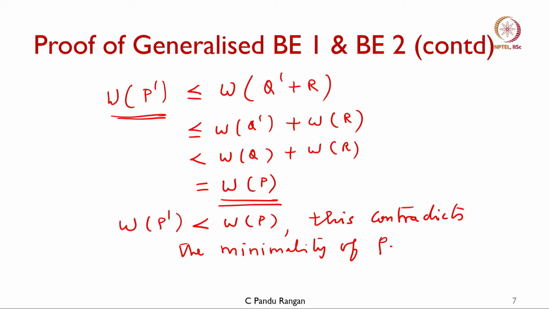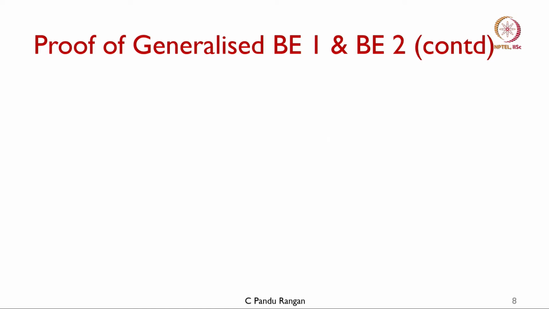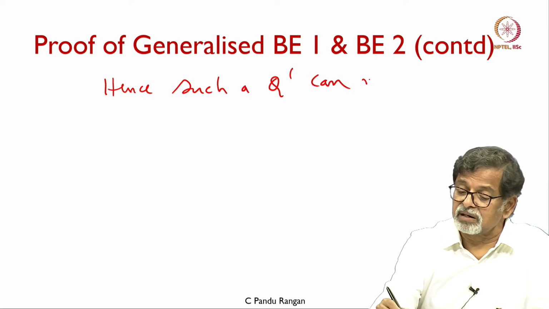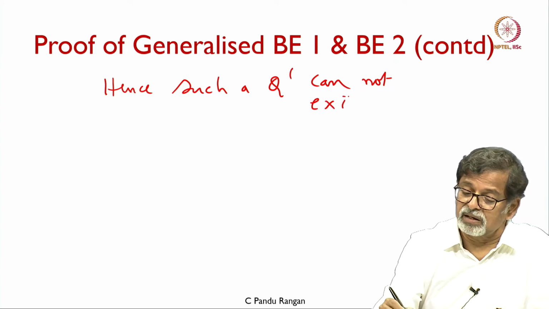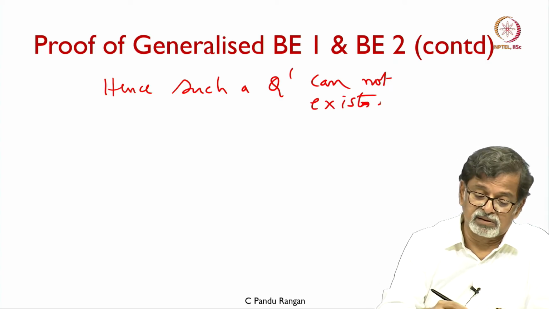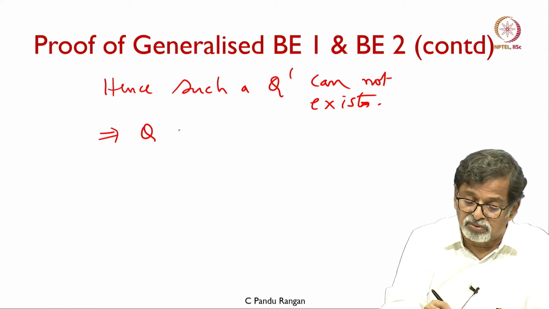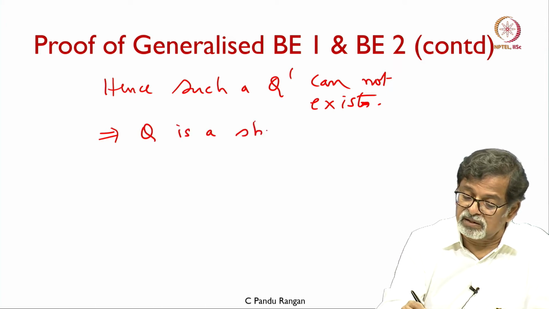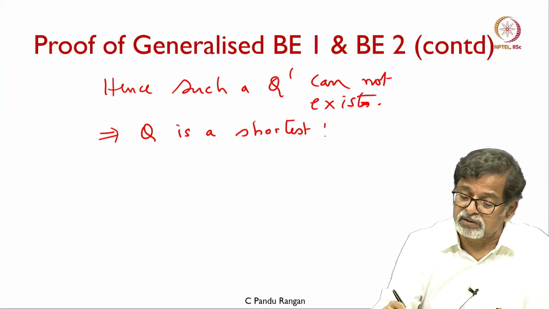This contradicts that P is the shortest path. Now I have found another path from I to J which has smaller weight. That is not possible. You cannot have something smaller than the shortest. So this contradicts the minimality. Therefore such a Q dash cannot exist, which implies Q is a shortest path.